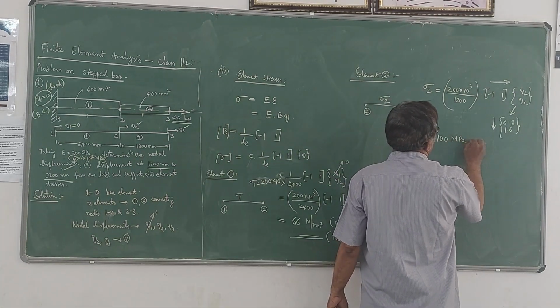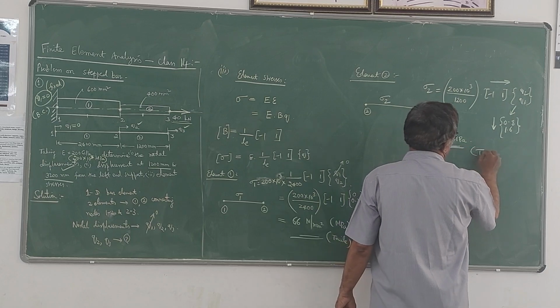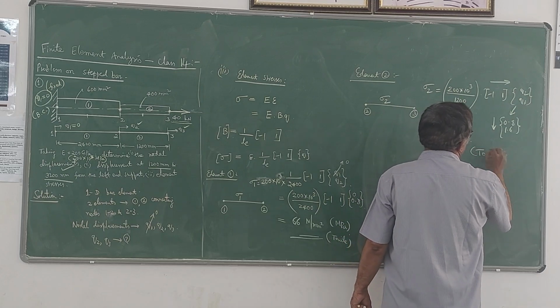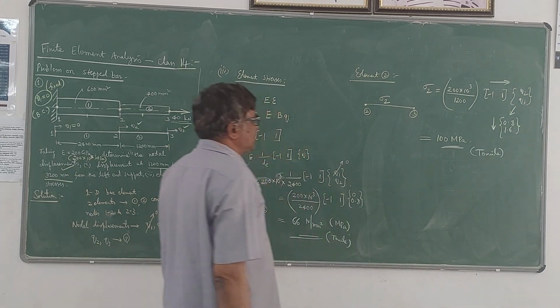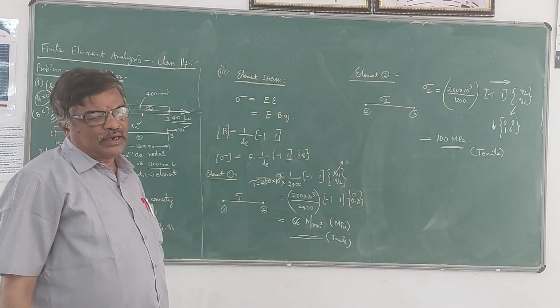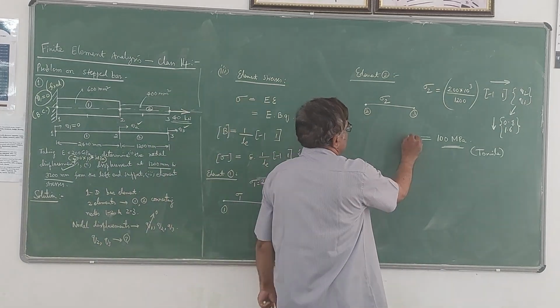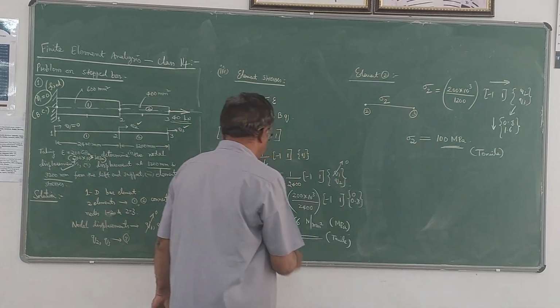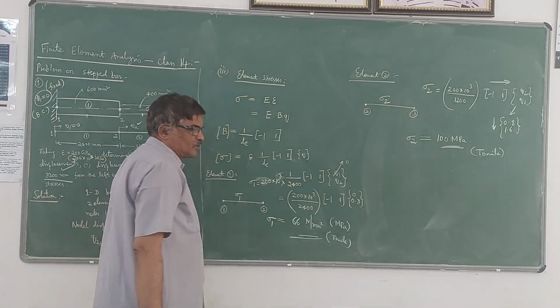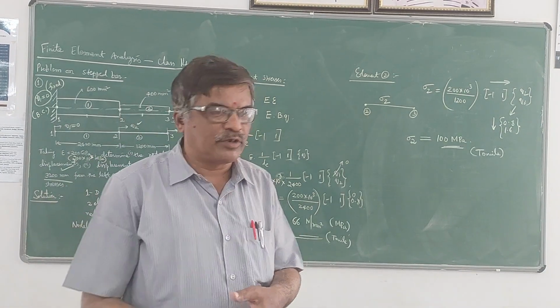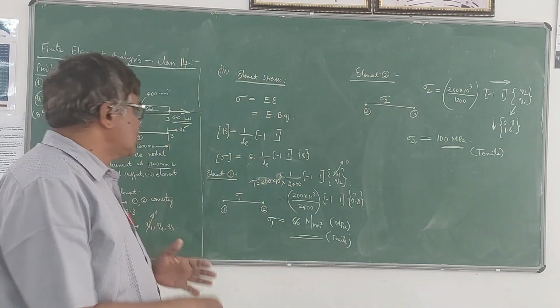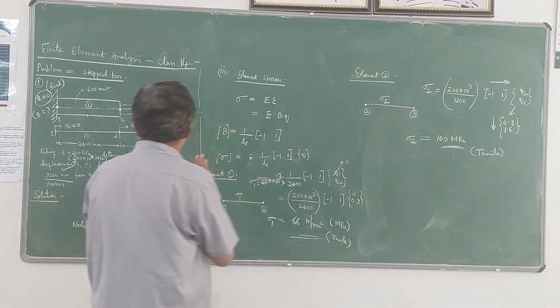Once again, this is also tensile. We have got a positive value, and the direction of stress is also tensile. So this is the stress value in the second element, 100 MPa. This is the stress value in the first element. So this is a complete problem which may carry 20 marks in the examination. A two stepped bar problem.